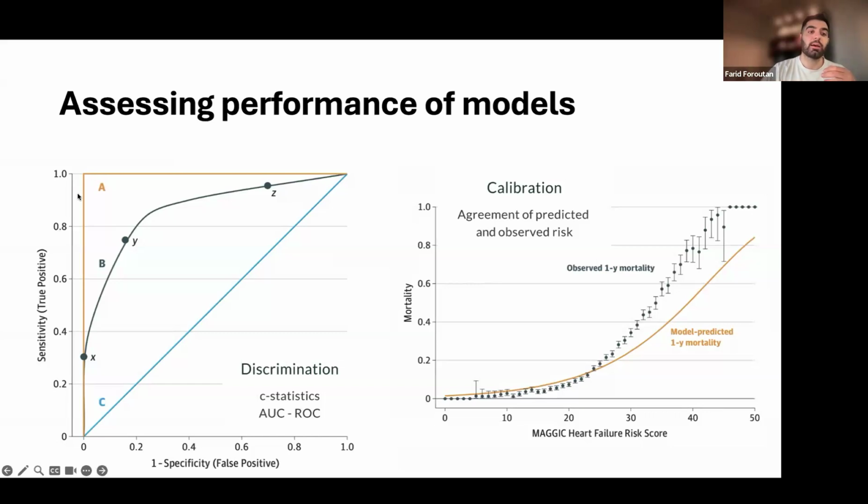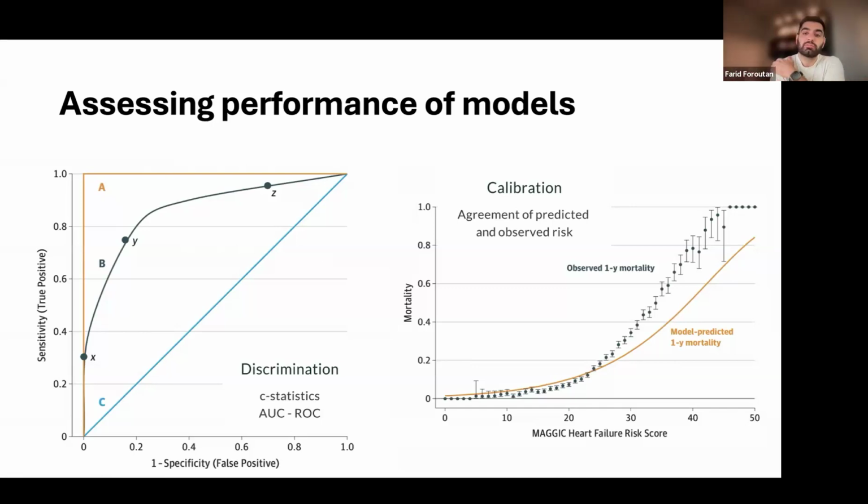Whereas A, the orange line, would be a perfect model, where it's a perfect classification of the patients and differentiation and separation of those who are high and low risk. But sometimes what we see is something in the middle with the darker blue color, and we have to somehow make sense of what this is telling us with regards to how well the model is performing. And we always want to see better and better, where this blue line is becoming closer to what A is representing.